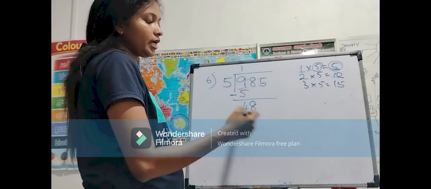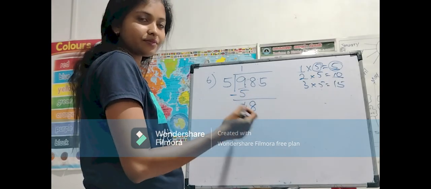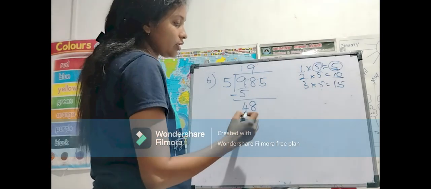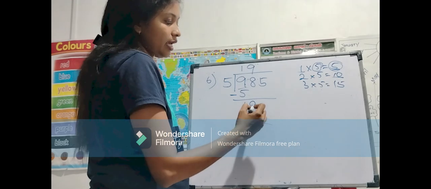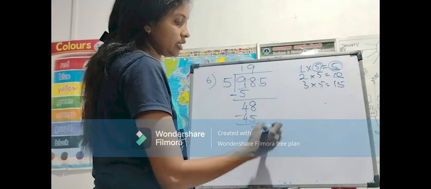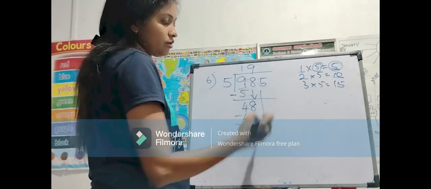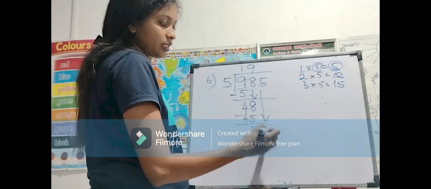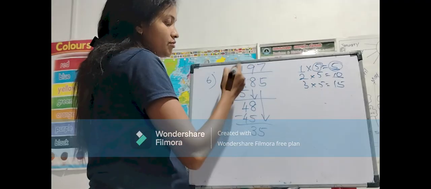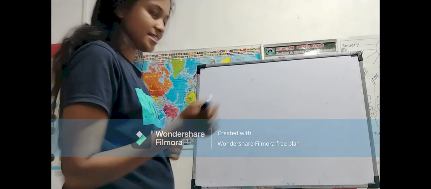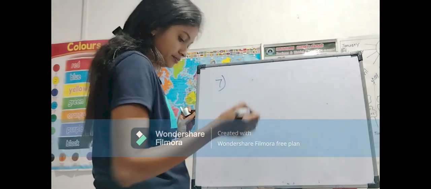48. How many 5s are in 48? 9. You can check. 9 times 5 is equal to 45. 8 minus 5 means 3. Then 35. You want to take this. Right? 35. Then how many 5s are in number 35? 7. 7 times 5 is equal to 35. Here 7. Sum.